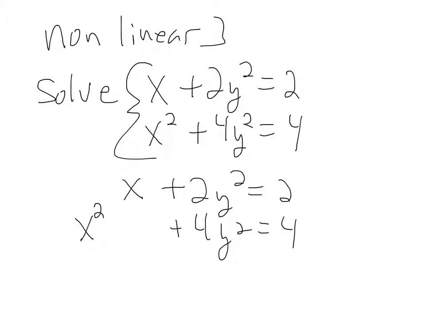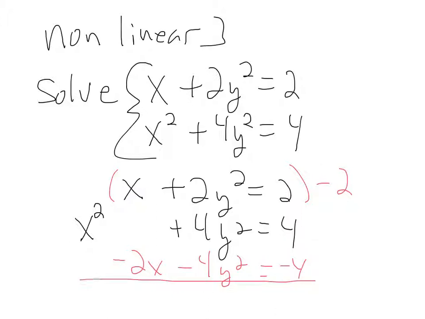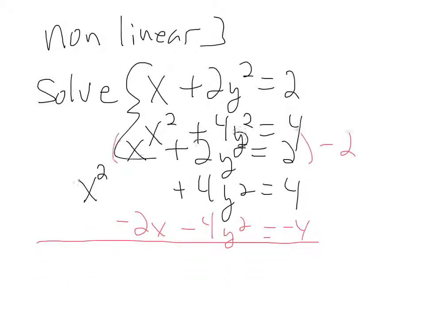Now, to eliminate these, I can't just add these two equations together and have something drop out. But just like with a linear equation, if I multiply this by -2, that's going to give me -2x minus 4y squared equals -4. Now when I combine those, let's see if I can move this all up.